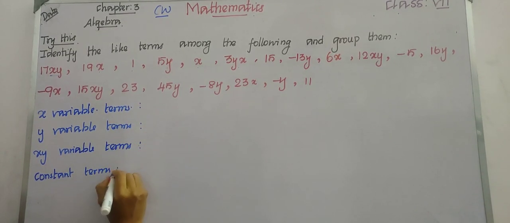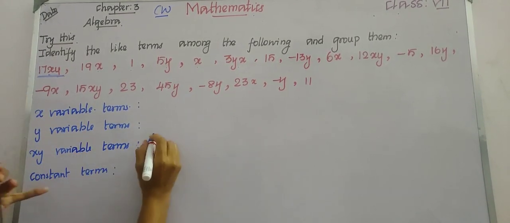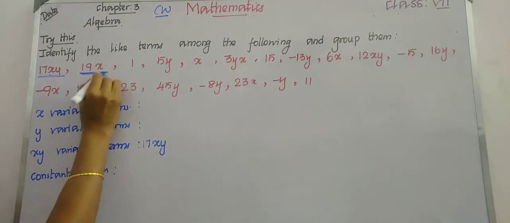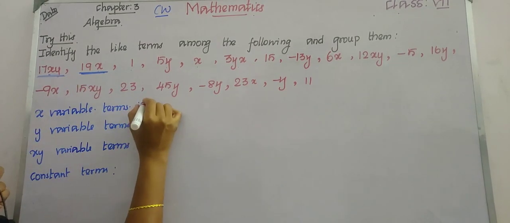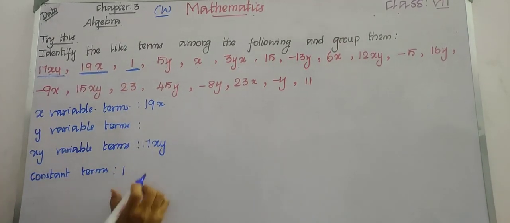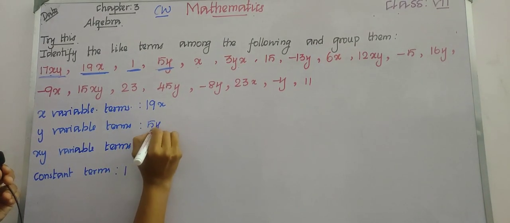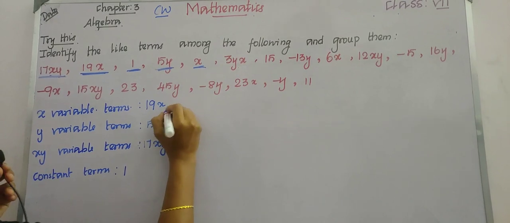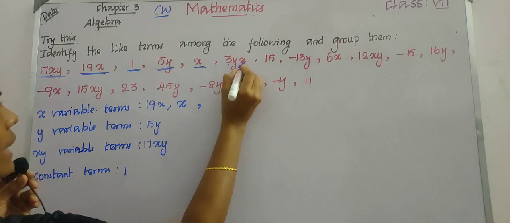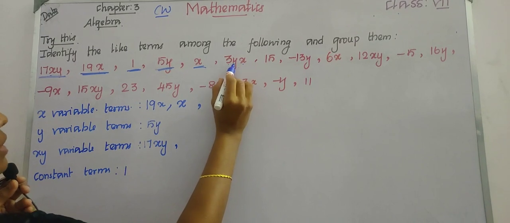First of all it is 17xy, so it is an xy variable term, right? So write 17xy. And then the next is 19x, so it is an x variable term. The next one is 1, which is a constant term. The next one is 5y, so a y variable term. And then x, an x variable term, put a comma and then write. And then 3yx, it is an xy variable term. It can be xy or else yx, that is no problem.